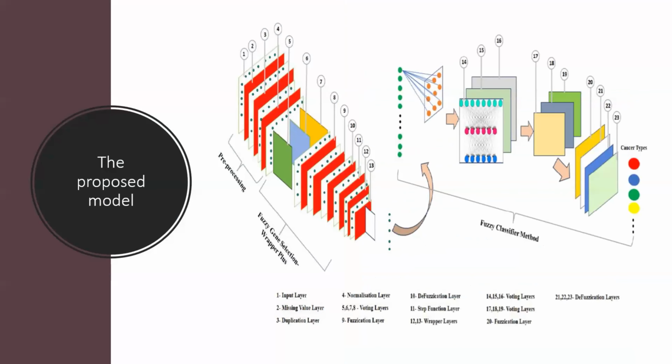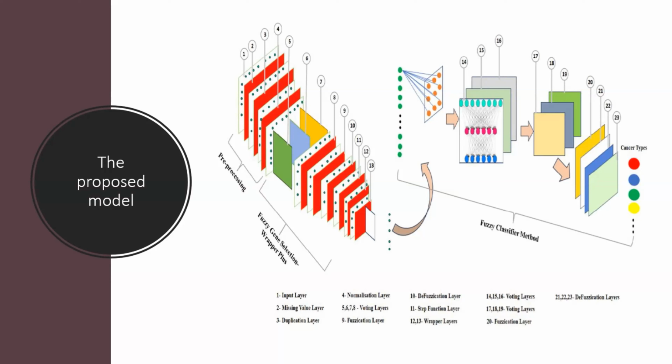So here we propose a model that is an end-to-end process, starting with pre-processing. The data set includes missing data and duplicate data, and we normalize the data sets in different layers. Then we apply fuzzy gene selection wrapper plus, which is already published in other work. It is, to be honest, built on two concepts: fuzzy gene selection, which we integrate with wrapper feature selection.